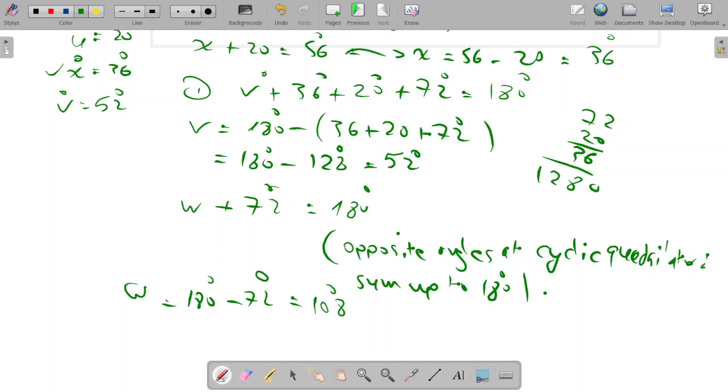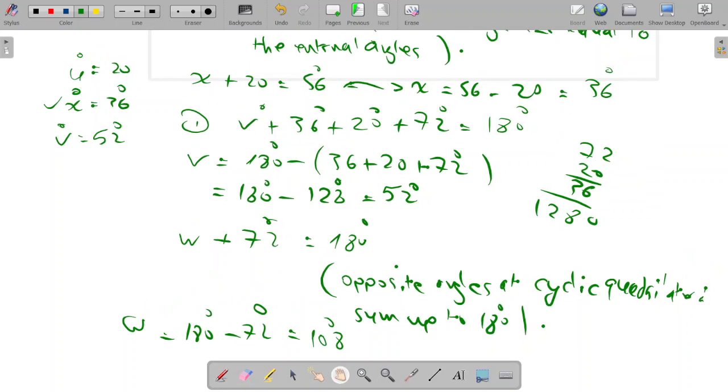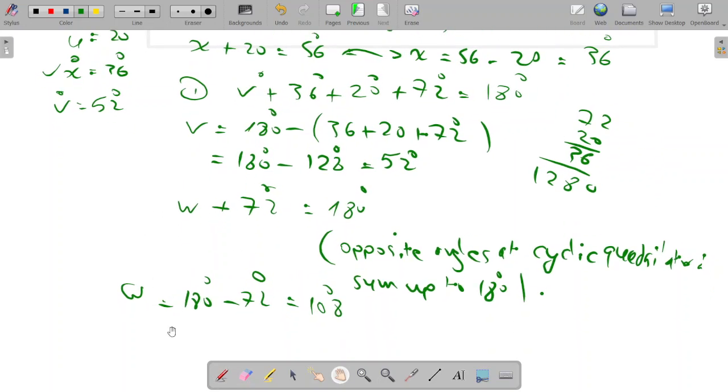Okay, so this is the solution for this problem. We found the values of the given angles: U equal to 20, X equal to 36, V equal to 52, and W equal to 108.